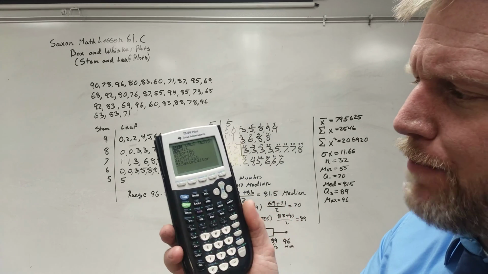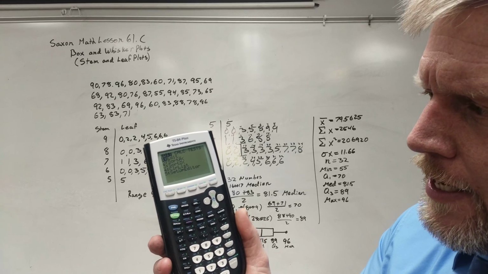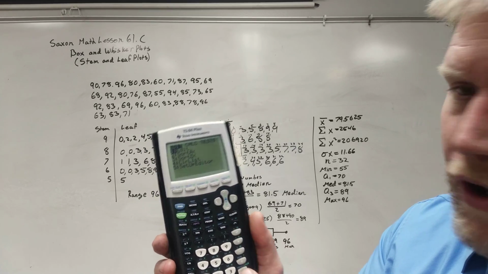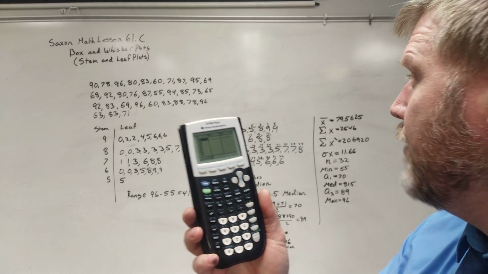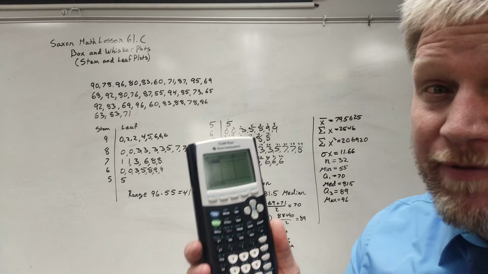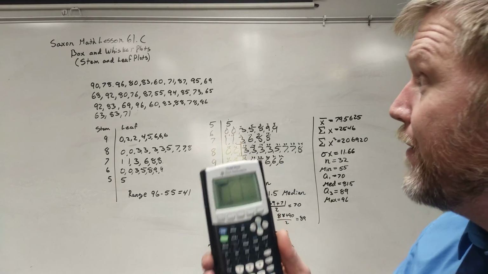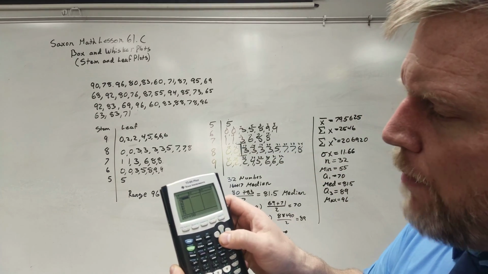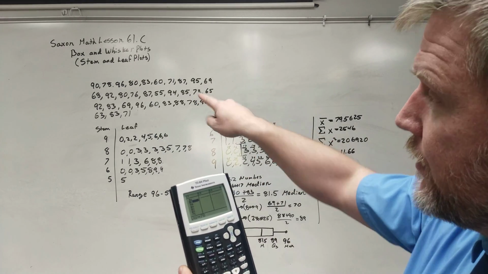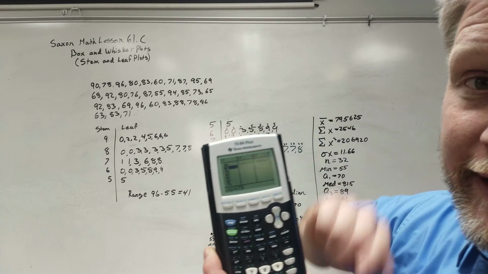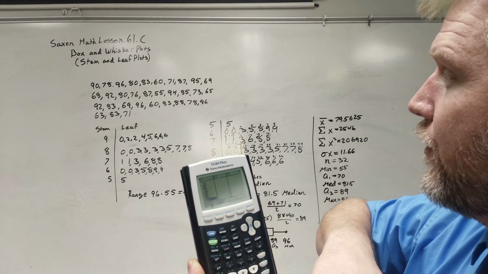I'm going to hit that stat button, and it's going to bring up edit, calc, and test. Now I'm going to hit enter on number 1, and the reason why is I want to edit my list. I'm not going to take the time to type all this in. I did that before the video, so you didn't have to watch me type in a list of 32 numbers. All I did was hit, under L1, 90, enter, 78, enter, 96, enter, and so on until I have all of them listed out here.